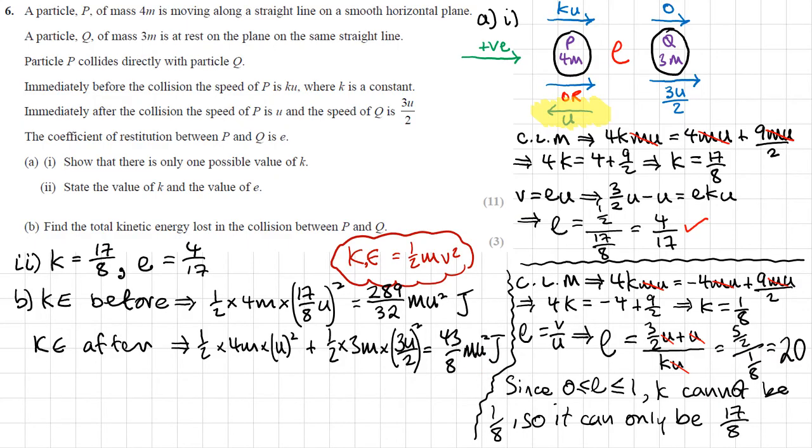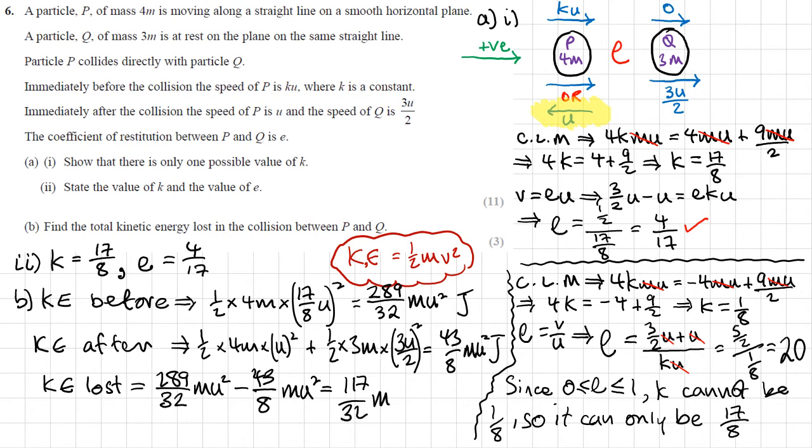So for the KE lost, we just look at the KE before, which is the 289 over 32 mu squared, and we subtract what we have after, which is 43 over 8 mu squared, and that will give us 117 over 32 mu squared joules as the amount of kinetic energy that's lost in the collision.